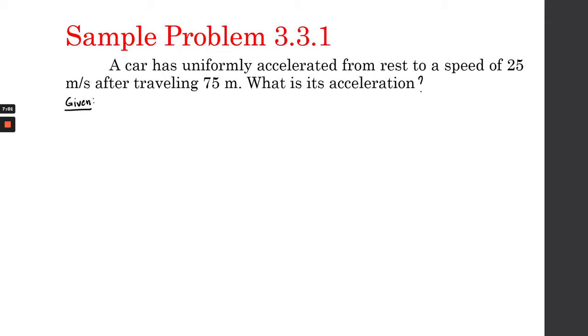So here we have a car that uniformly accelerated from rest to a speed of 25 meters per second after traveling 75 meters. In this scenario, we would know that our initial velocity is basically zero because it starts from rest. Rest is our initial velocity, which is basically 0 meters per second. And then it accelerated from rest to a speed of 25 meters per second. That means that our final velocity is equal to 25 meters per second.